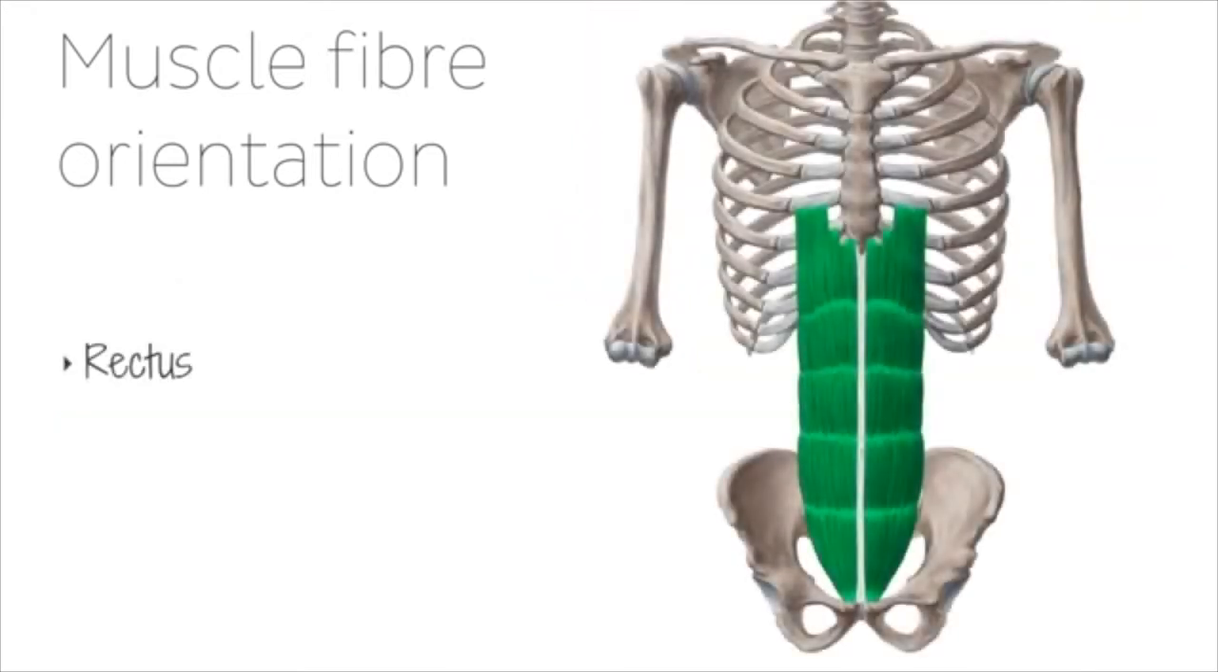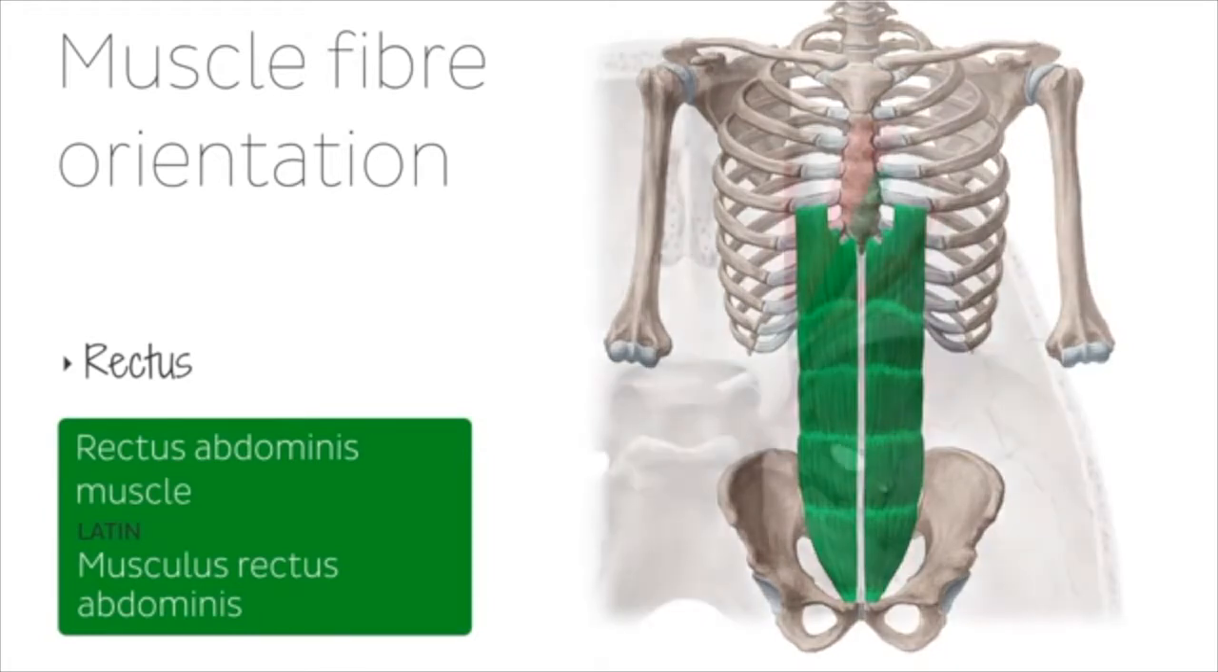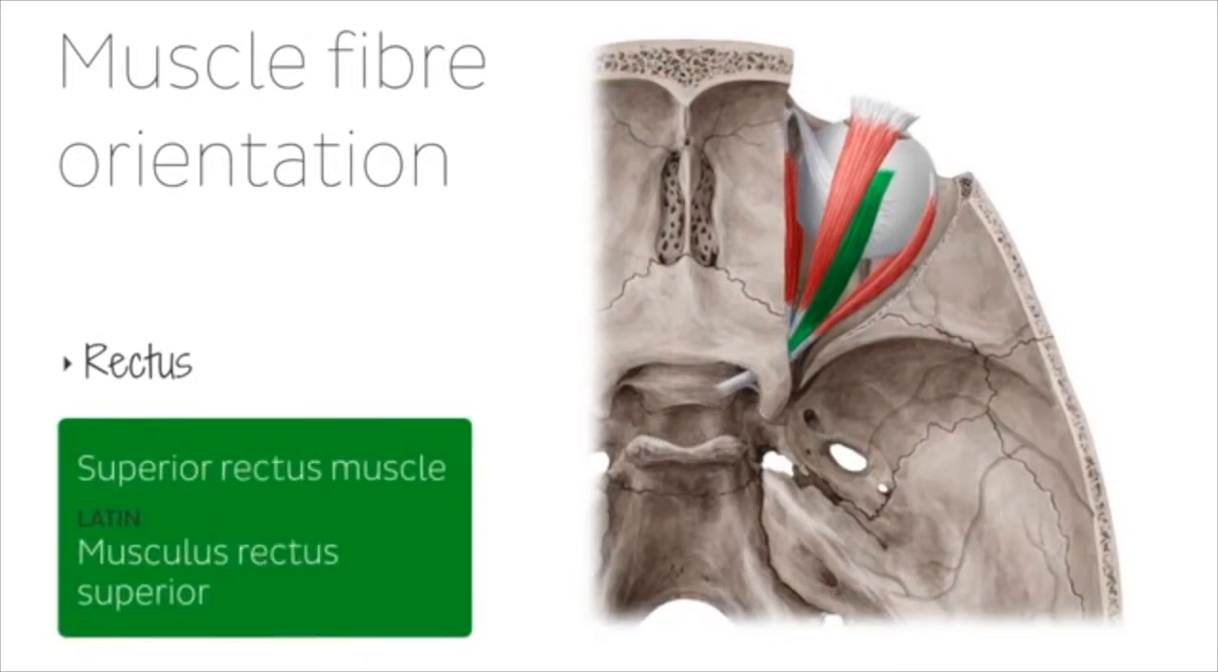And finally, the term rectus describes muscle fibers that run parallel to the midline, such as in the case of the rectus abdominis muscle, which is seen here. And the word rectus in Latin means straight, and can also be used to describe a muscle that runs straight. For example, the superior rectus muscle, which is one of the four rectus muscles that control the movement of the eye.